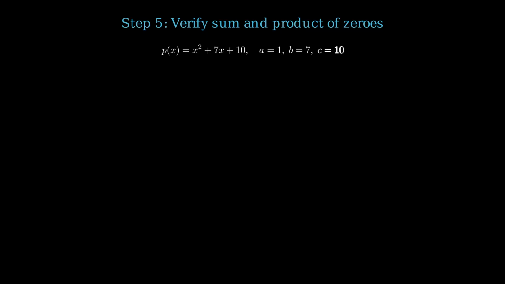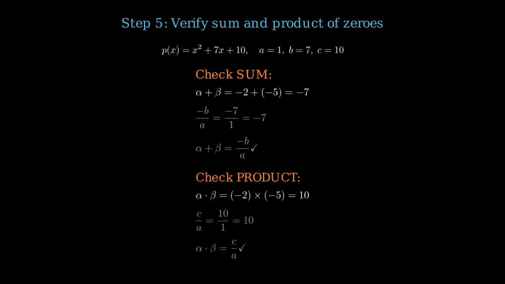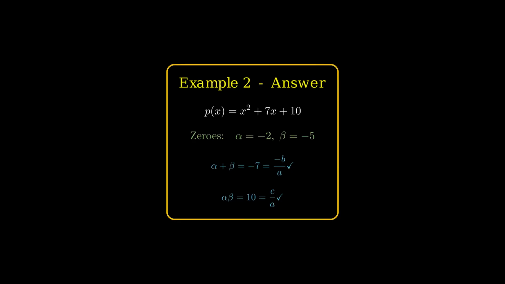Step 5. Verify the sum and product relations. For the sum, alpha plus beta equals negative 2 plus negative 5 equals negative 7. And negative b over a equals negative 7 over 1 equals negative 7. Both match, so the sum is verified. For the product, alpha times beta equals negative 2 times negative 5 equals 10. And c over a equals 10 over 1 equals 10. The product is also verified. Both relationships hold perfectly for this polynomial.